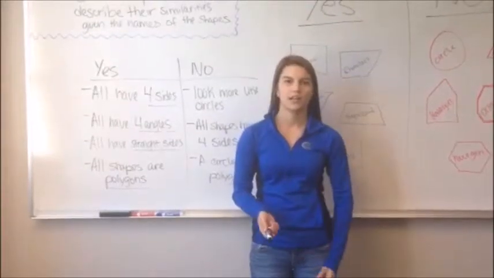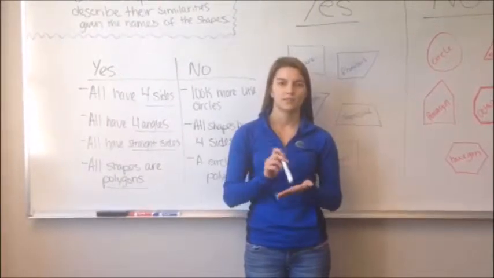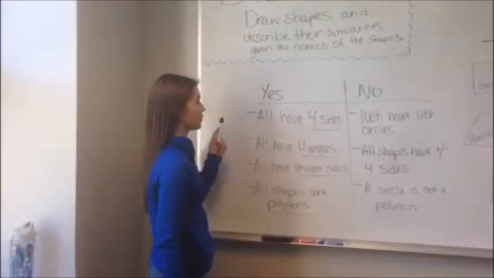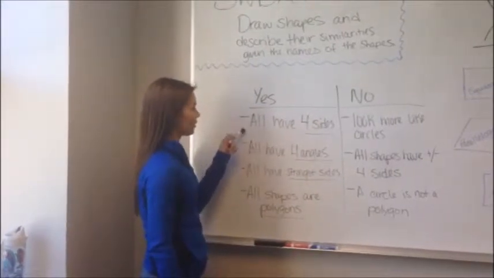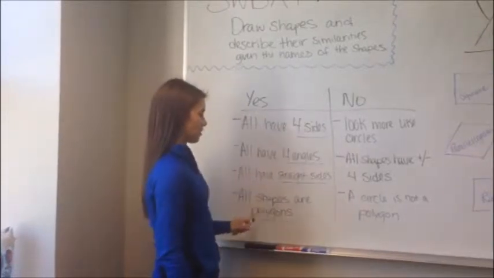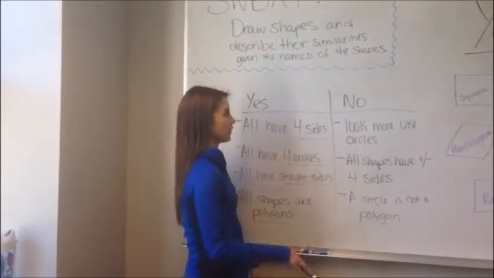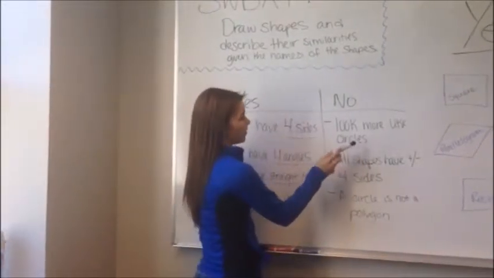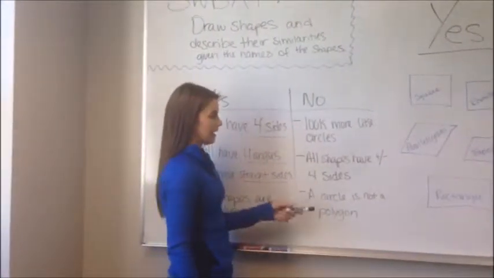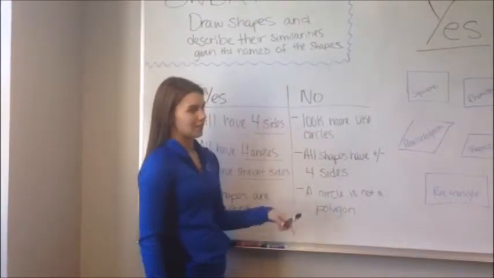After a short discussion with the class, the students named the similarities of the yes and no shapes, and I wrote them on the board. Okay, class, so we figured out that all the yes shapes have 4 sides, 4 angles, straight sides, and are all polygons. We also figured out that the no side look more like circles. They have more or less than 4 sides, and a circle is not a polygon, so it cannot fall onto the yes category.